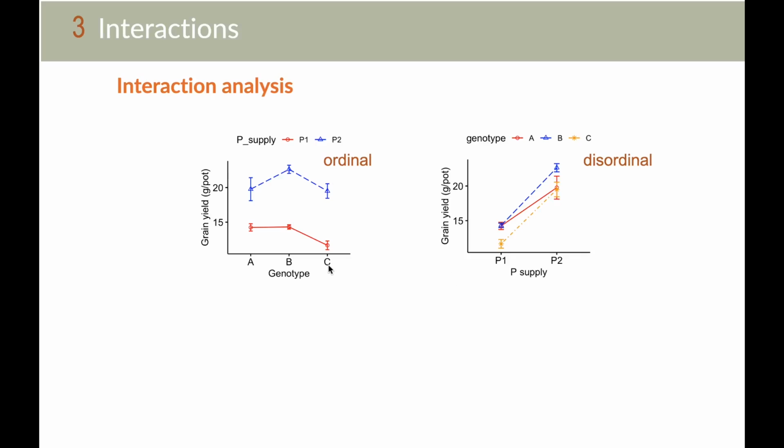And this is a chart showing the interaction between genotype and phosphorus level. In the first chart, lines represent the phosphorus level, the x-axis is genotype, and the y-axis is granule. This is an ordinal interaction because the lines do not cross each other. However, in the second chart, the lines represent genotype and the x-axis is P supply. And this is a disordinal interaction because the lines cross each other.